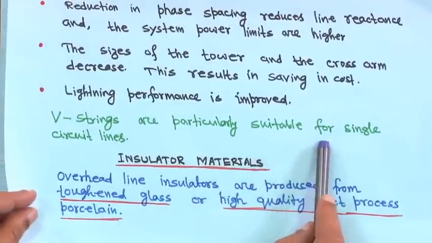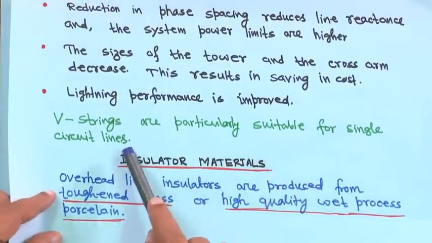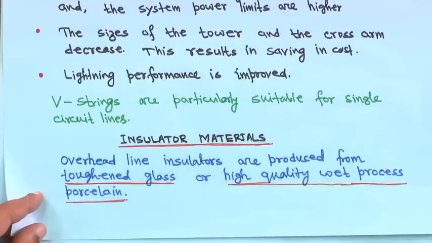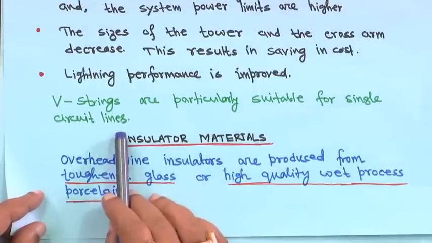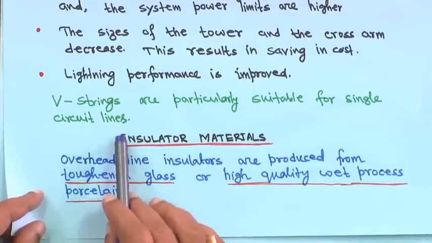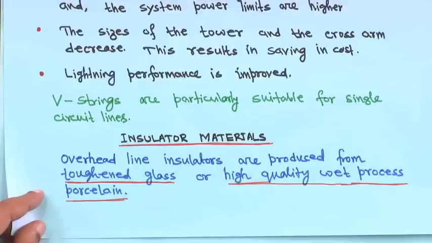V-strings are particularly suitable for single circuit lines. It is suitable for single circuit lines because if 2 circuits come, the number of strings will be doubled, so generally it will be expensive. So, V-strings are particularly suitable for single circuit lines. For high voltage lines it is better. Single circuit means in each phase there will be only one conductor, one circuit.